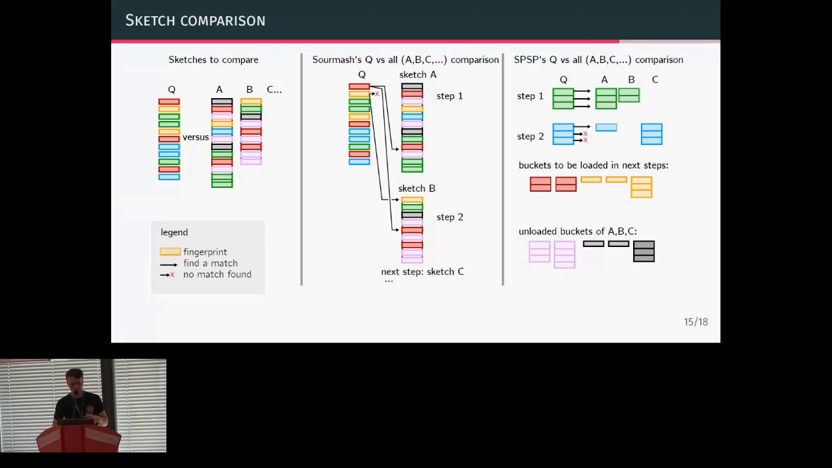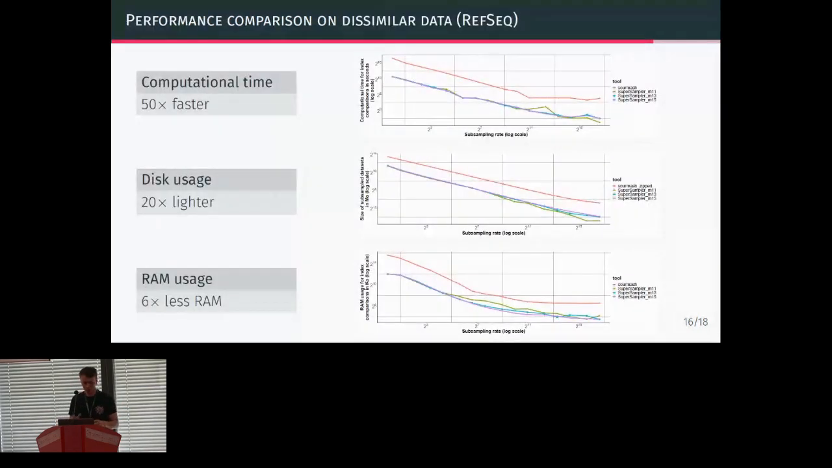So, a bit of results to finish. We've compared SuperSampler with SourMash. Here it's on RefSeq data, so really dissimilar genomes. We've subsampled and compared 2024 genomes. We were, in general, 50 times faster than SourMash. Our sketches are lighter than those of SourMash, and we were generally using less RAM.